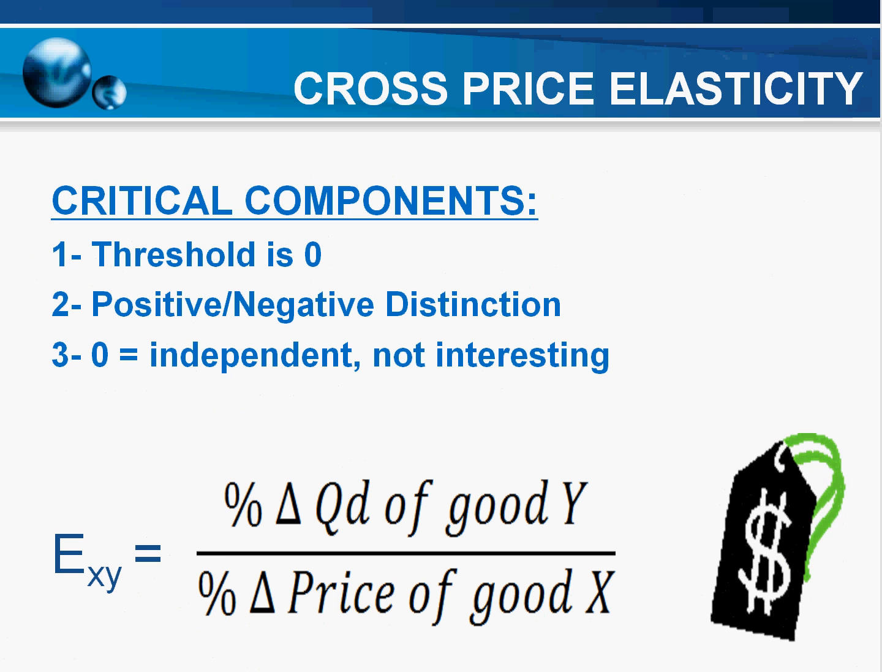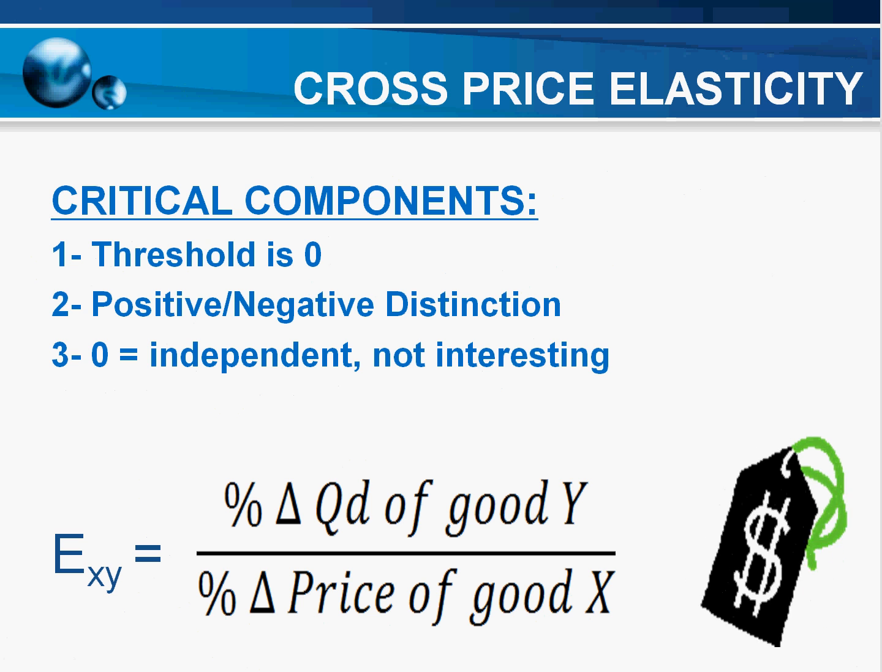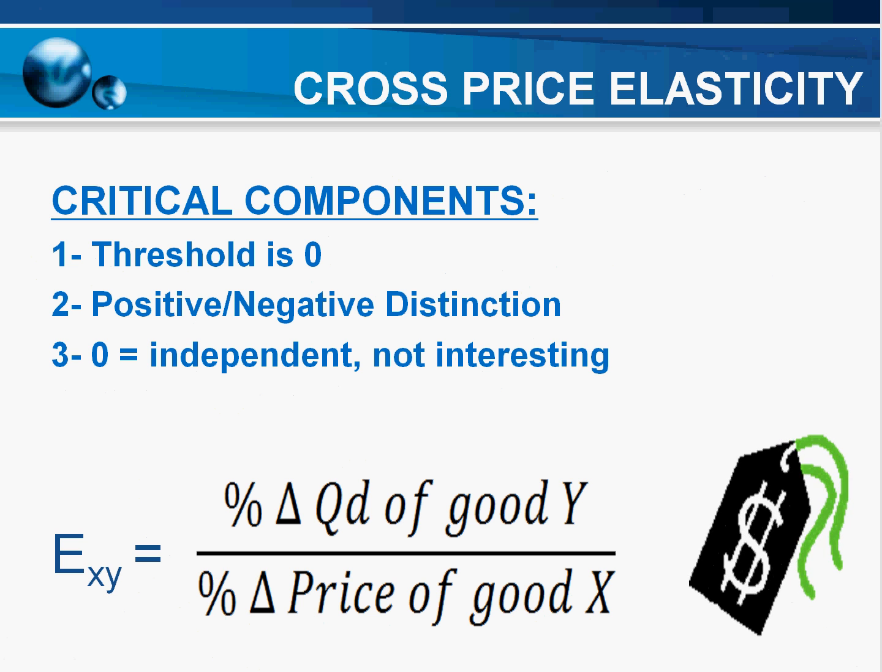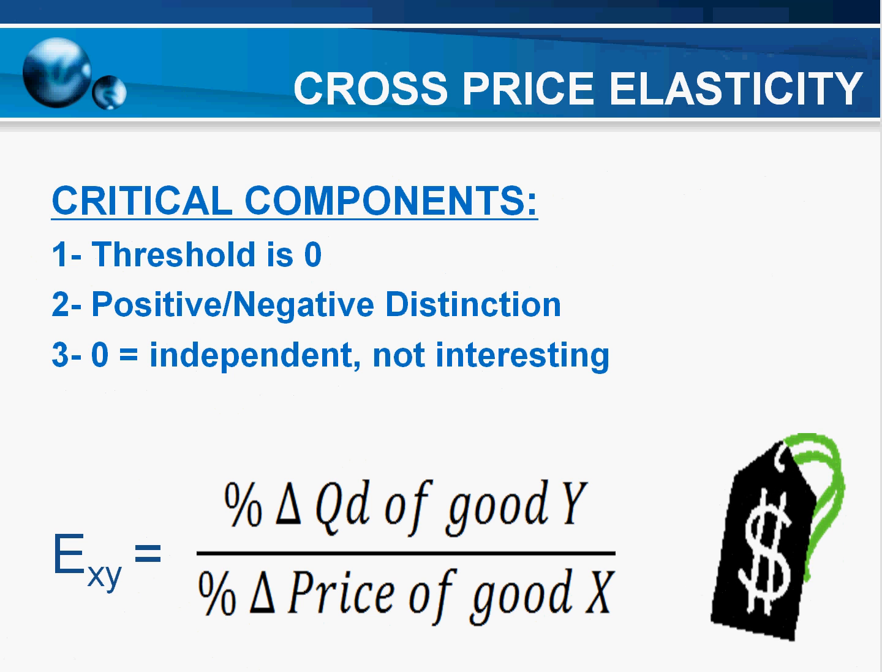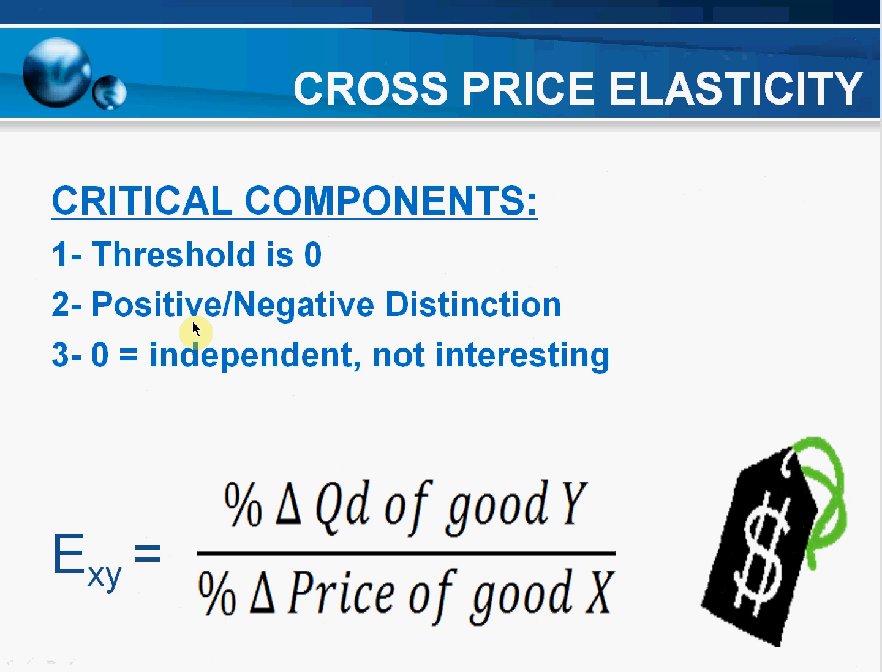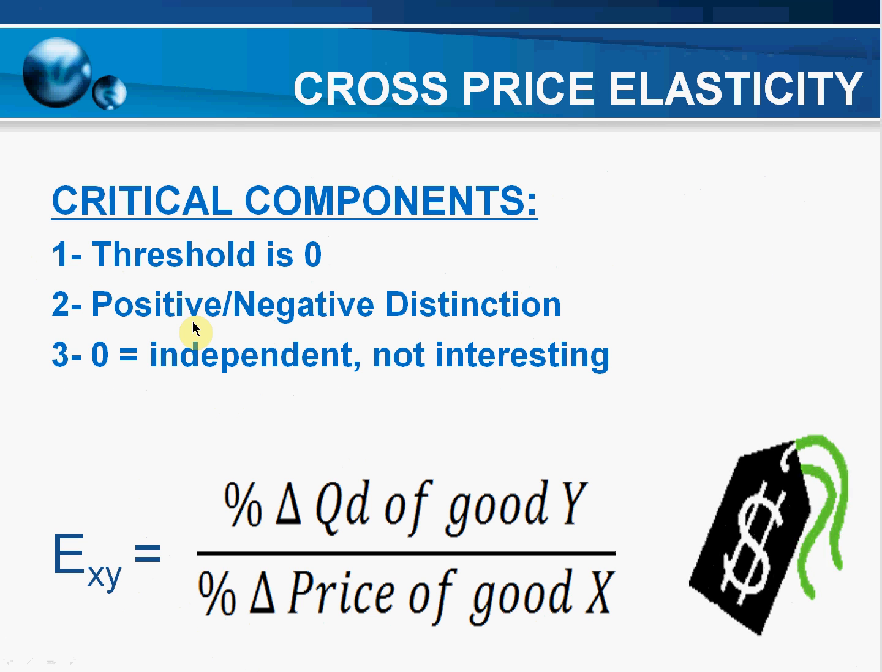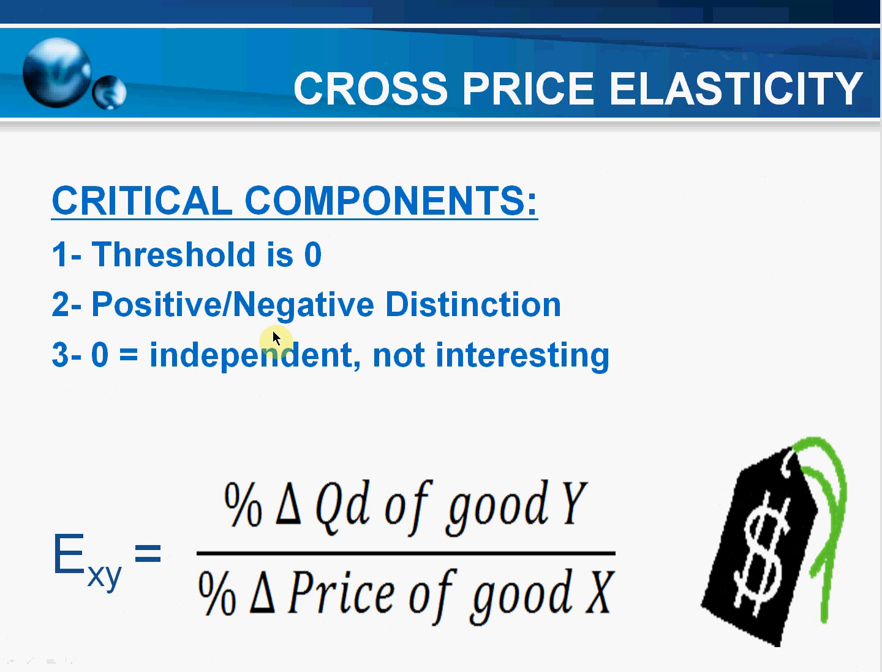The critical components of cross-price elasticity are as follows. The threshold is now 0. Please remember that when we were looking at our first equation, our threshold was 1. Now our threshold is 0. This means that we're looking at a positive-negative distinction. We just want to know whether or not products are related. Again, the degree to which they are related is beyond the scope of this task. We simply detail whether or not they are related and leave it be.